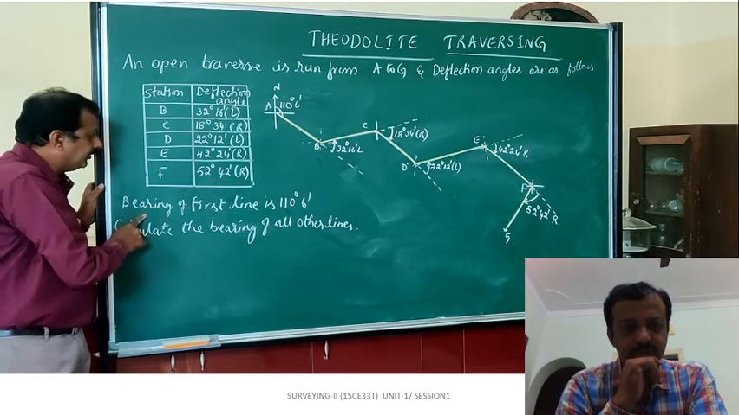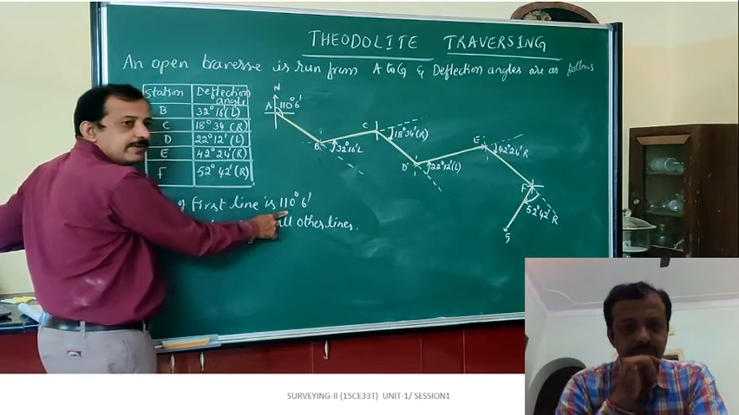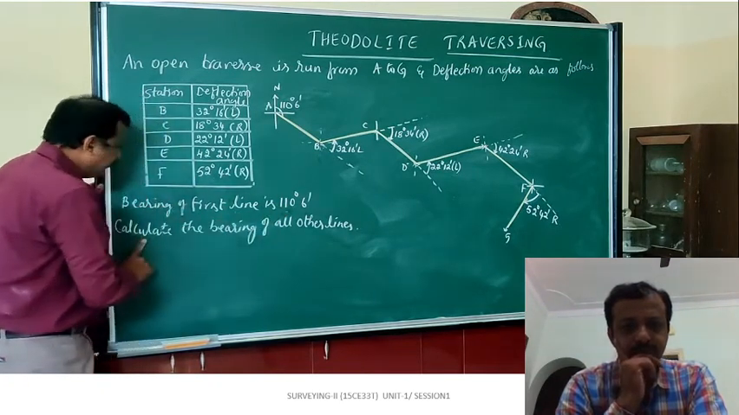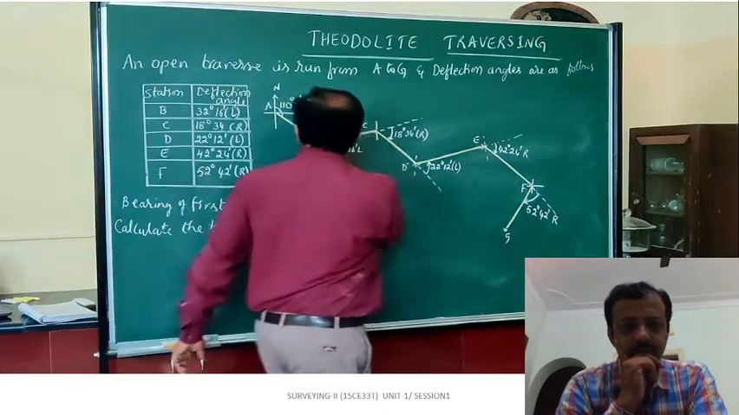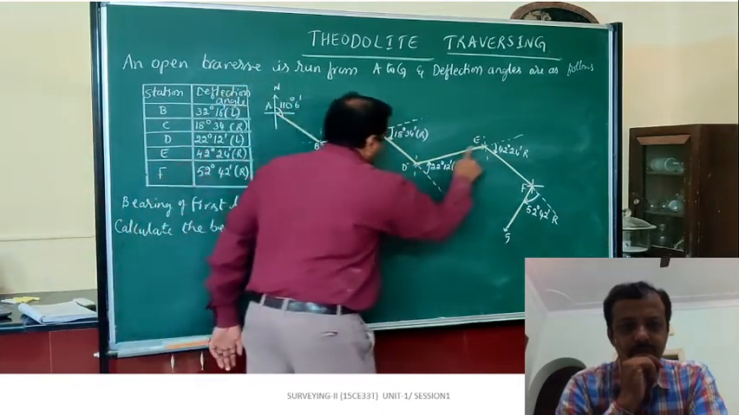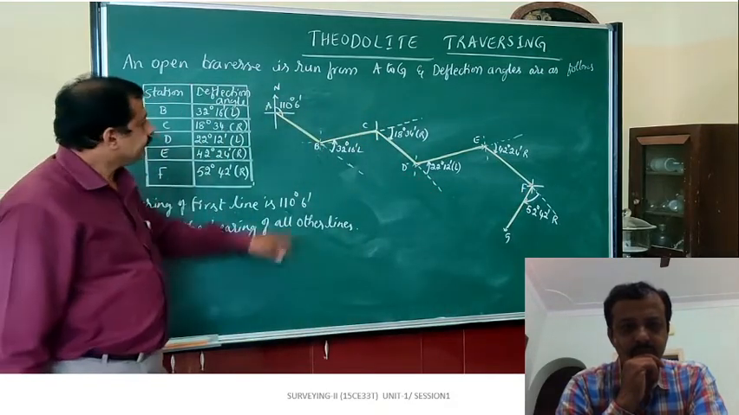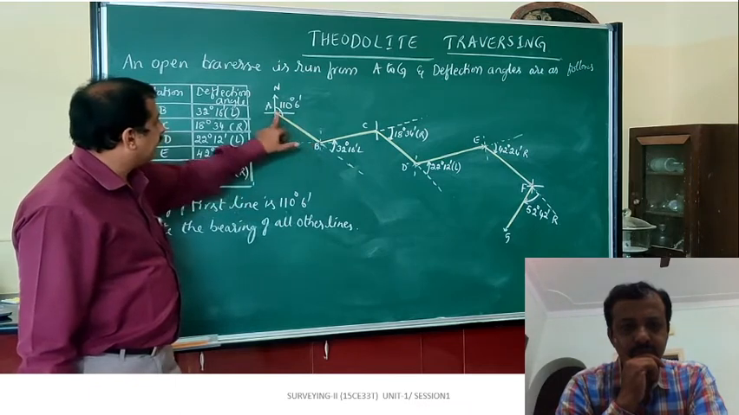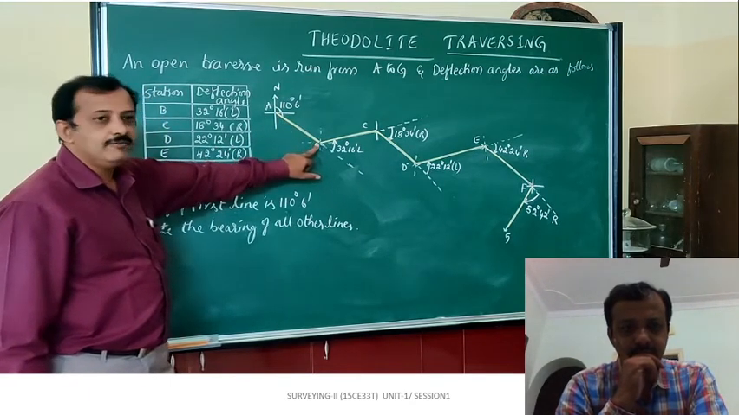In this problem, bearing of first line is given, which is 110 degrees 6 minutes, and we have to calculate bearing of all the other lines. Bearing of first line is given, we have to find the bearing of all the other lines. Right? Now, what is the bearing of first line? 110 degrees 6 minutes is the bearing of first line.